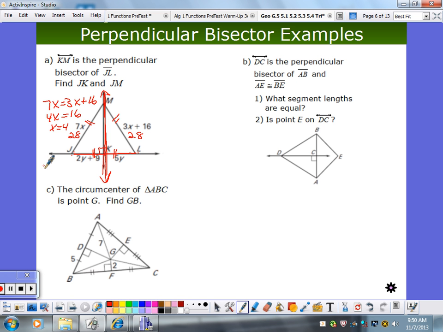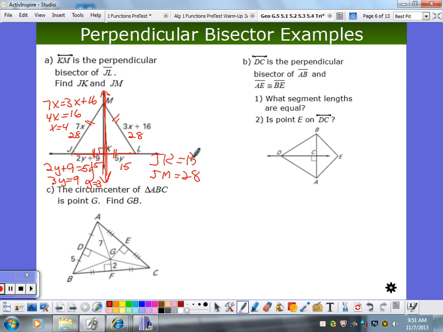What do I know about these two things? They're also going to be congruent because it's a bisector. Bisectors bisect into 2 congruent pieces. So what am I getting? 3y equals 9. So y equals 3. This one's 15. This one should be 15 too. Let's make sure. 6 plus 9. Good. Now find JK. JK is 15. And what's JM? 28. So, reviewing what you know helps you find some of these other pieces here.